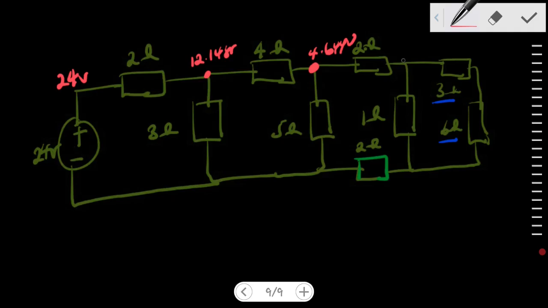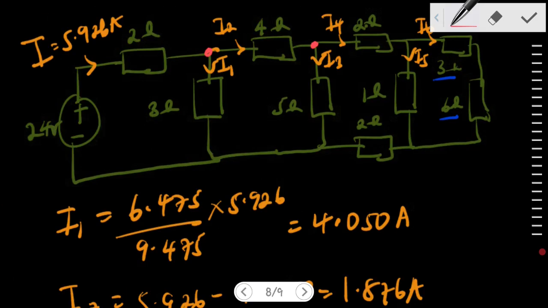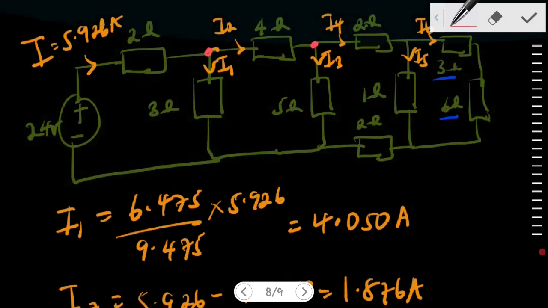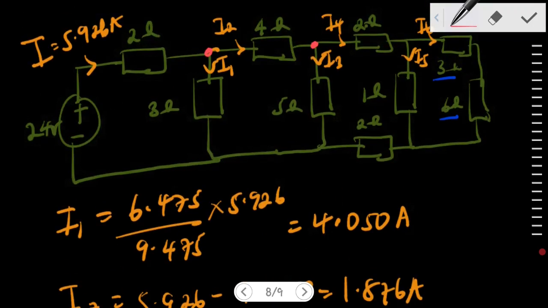Now, let's get the potential at this point. We know that the current through the 2 ohm resistor, which is this, was I4, right? Our I4 was 0.947. So 0.947 times the 2 gives us 1.894.